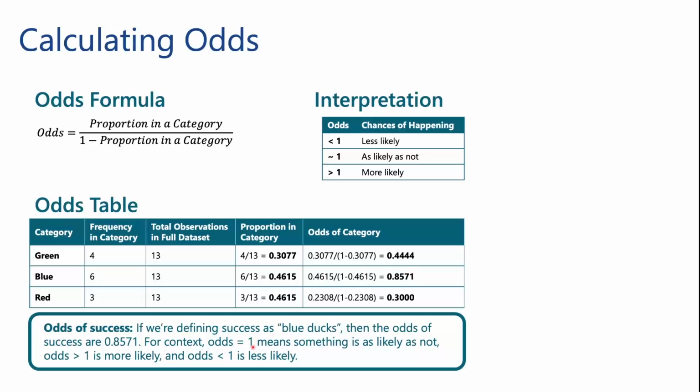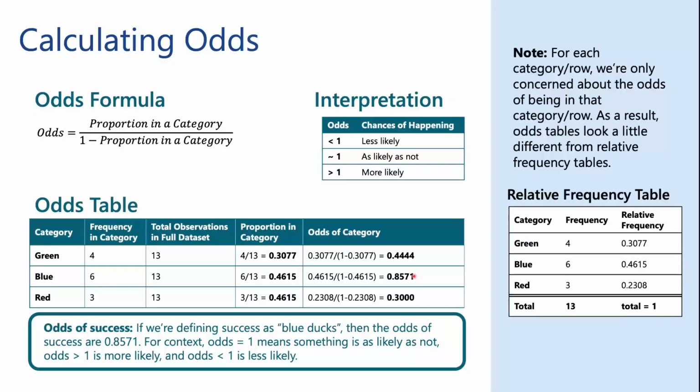0.8571. So just remember, if the odds are equal to 1, it's about as likely as not. Greater than 1, more likely to happen than not, and less than 1, less likely. So we could say that the odds of having a blue duck are 0.8571. It's less likely to happen than not, but it's close.